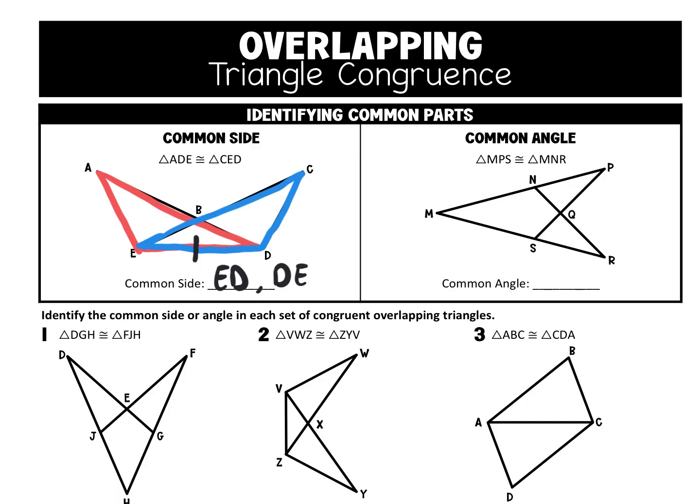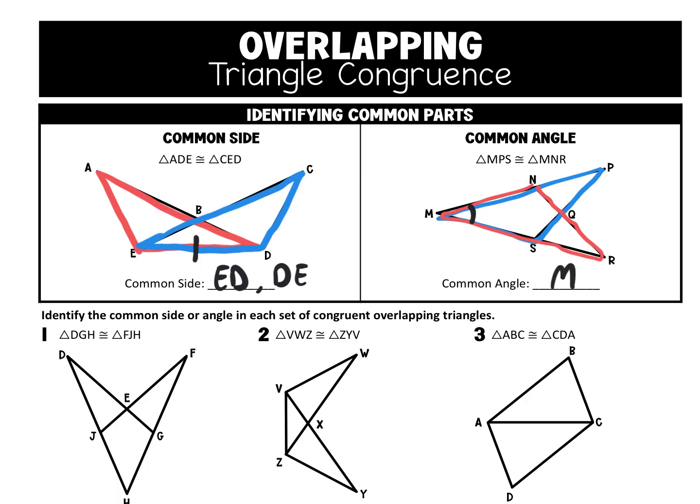Another way they can be overlapped is with a common angle. Again, if it helps to overlap these and outline them, I'm comparing this triangle with this triangle. What common angle do they share? Q. I agree with Q, but notice if I'm just looking at that red triangle, is this Q an angle? No. What angle do they share? It is angle M. So I can call that angle M congruent. So their common angle is M.